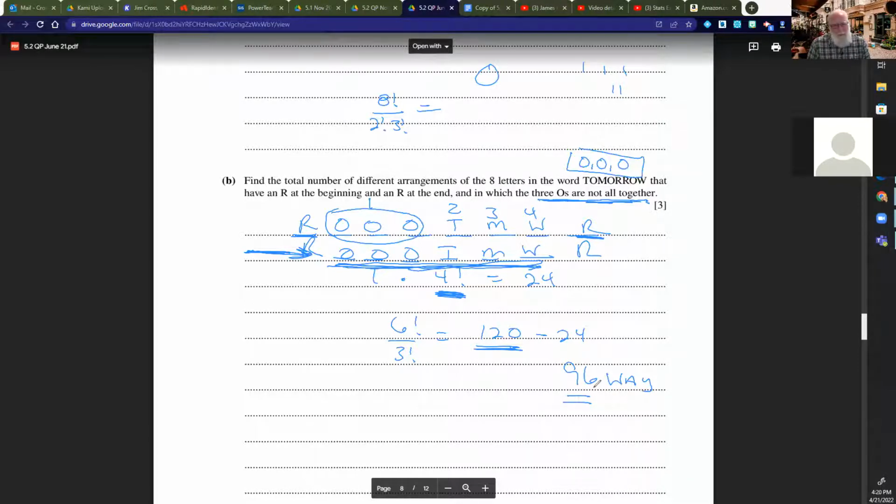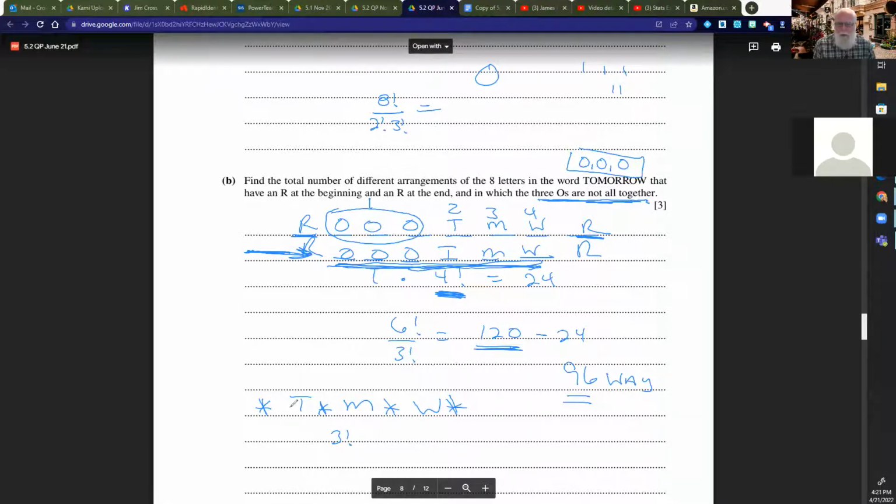Now, that doesn't mean that they're being separated. Oh, okay, yeah. That was just confusing me. So, for example, what if the question said, do the same exact thing, but the 3 O's must be separated? Again, I'm going to do T, M, W, and then I'm going to do stars, which is O, O, O, right? Now, how many ways can I arrange my T, M, W? 3 different ways. 3 factorial, right?